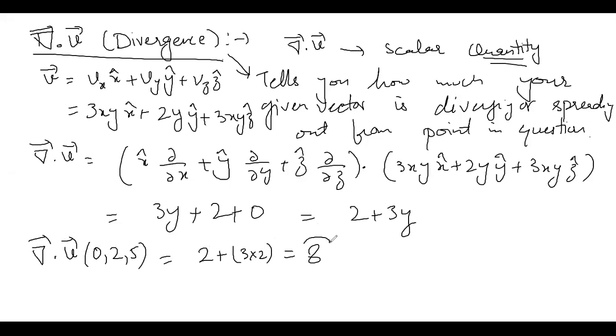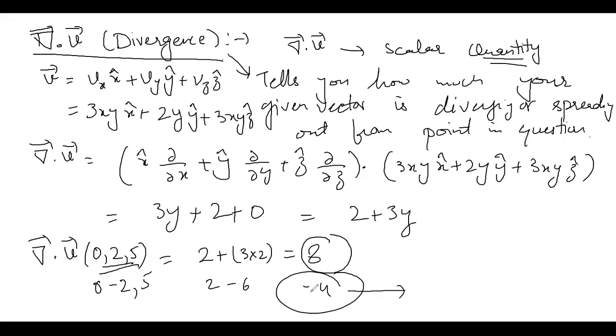If this number is positive, that means your vector is spreading out at this point here. If this would have been negative, let's say I would have wanted to calculate it at 0, -2, and 5, then this number would have come out negative here. Then here your vector would have been converging. And when this number comes out to be positive, you say that your vector is basically diverging at this particular point. Unless you specify the point, you cannot calculate the divergence.